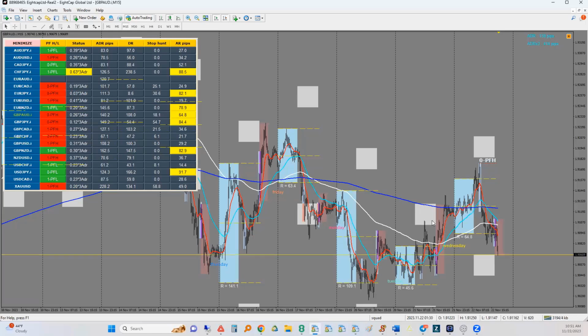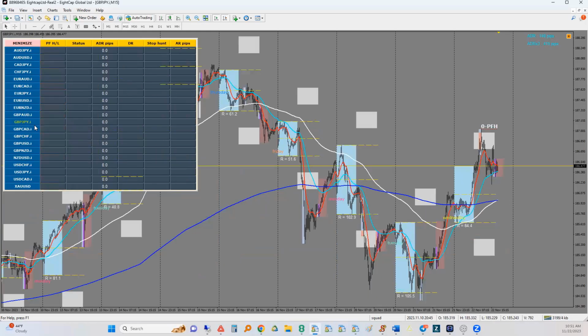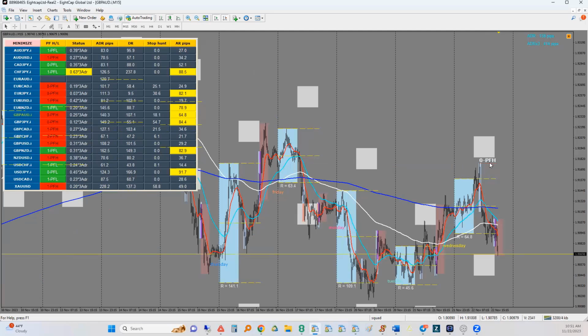Pound AUD is ranging as well, too close. So even though this says PFH, it's not a good PFH. Ignore it. It says 0 PFH, meaning that this is the first day of the peak. That's why it says 0. 1 means the next day after the peak. 2 means 2 days after the peak. 0 means the same day of the peak.